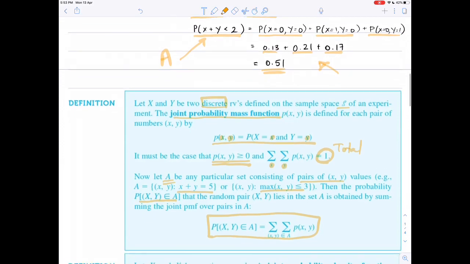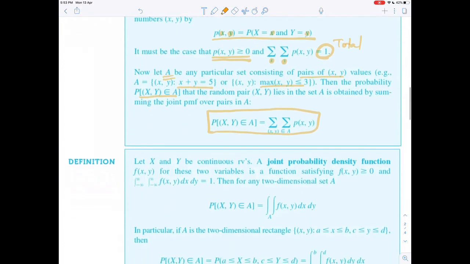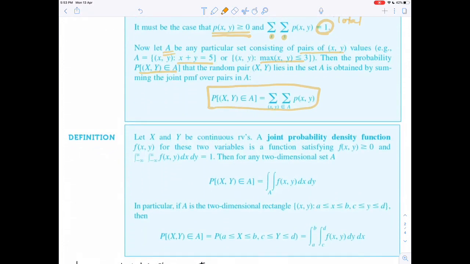While we are being formal, let us talk about the continuous case. So now let X and Y be two continuous random variables. A joint probability density function, yes, density, not mass, is f of x, y for these two variables, satisfying: f of x, y has to be a non-negative density, and the double integral over the entire plane, the total probability, has to be 1.